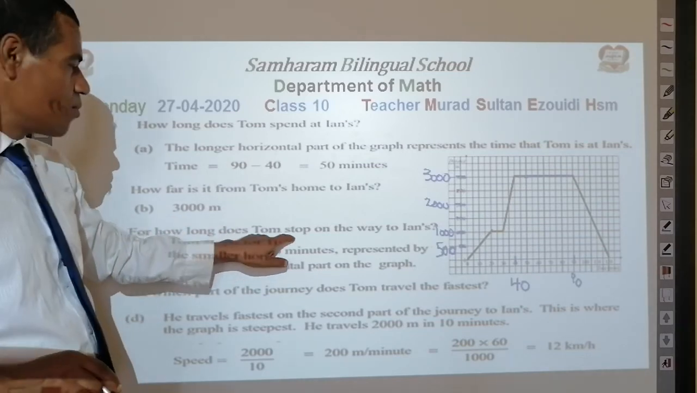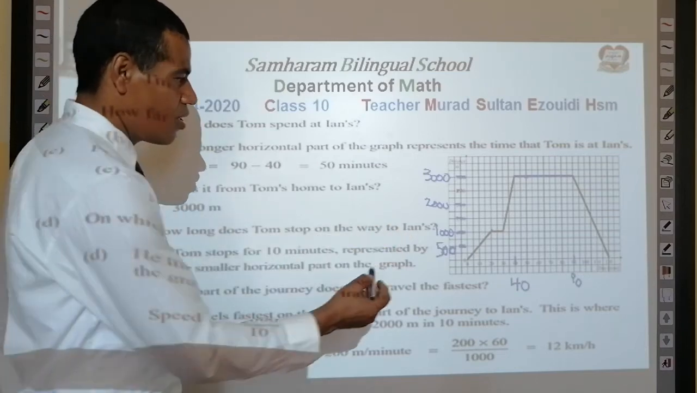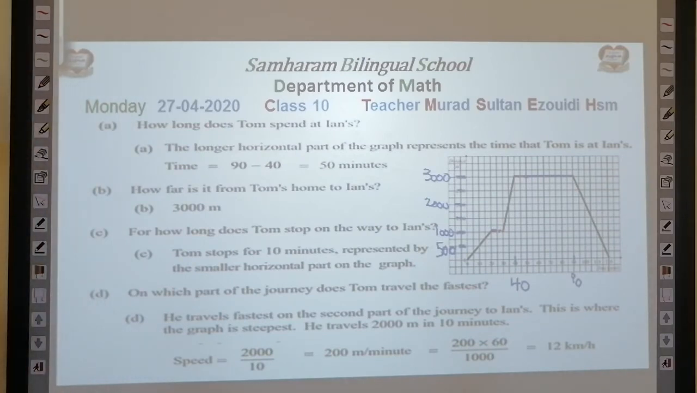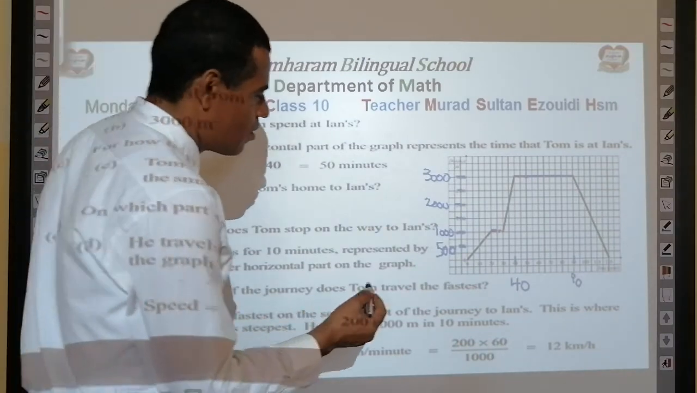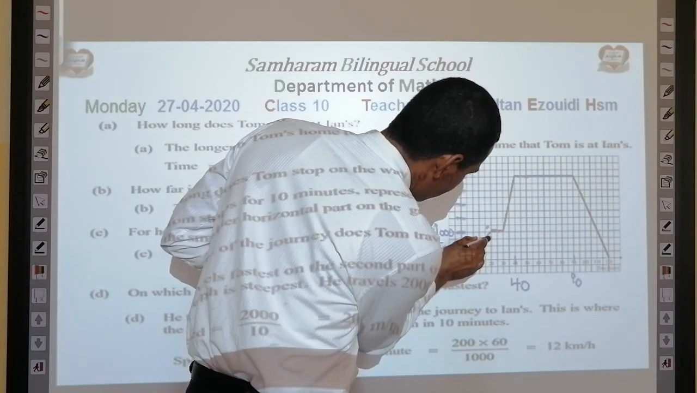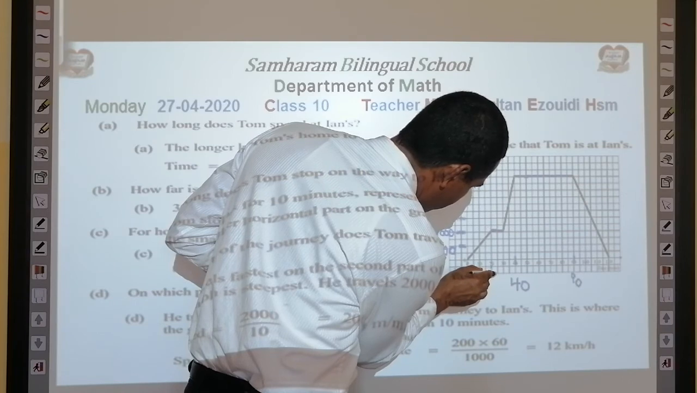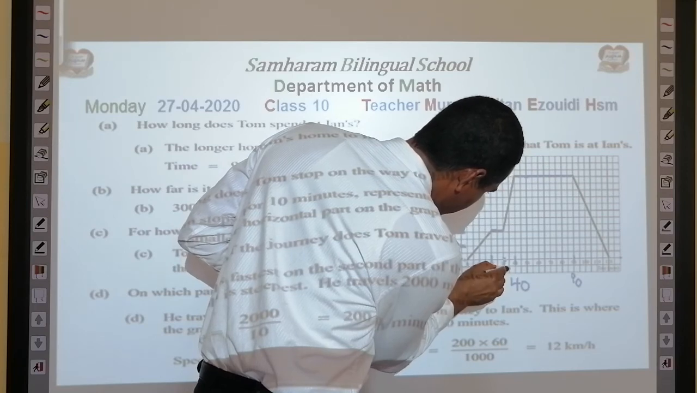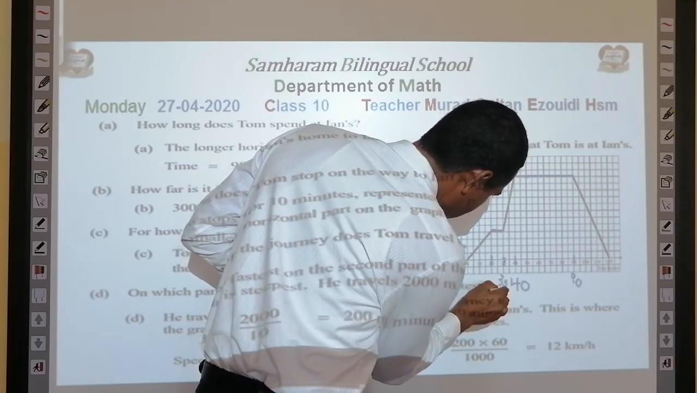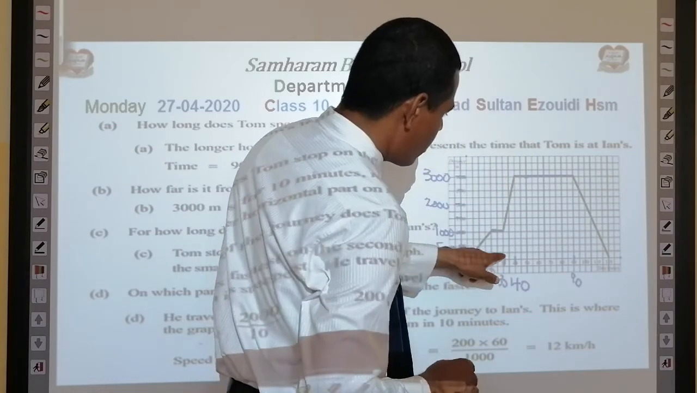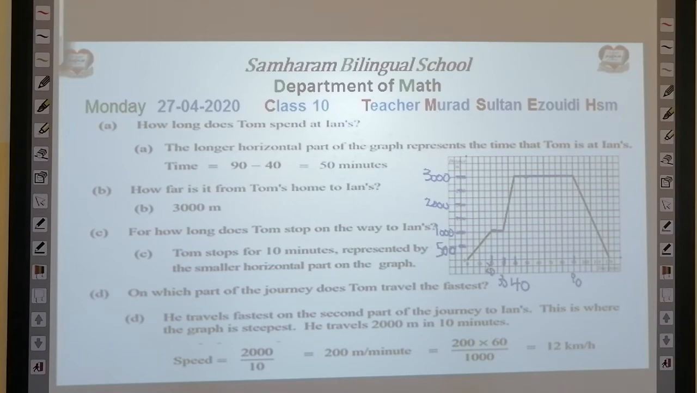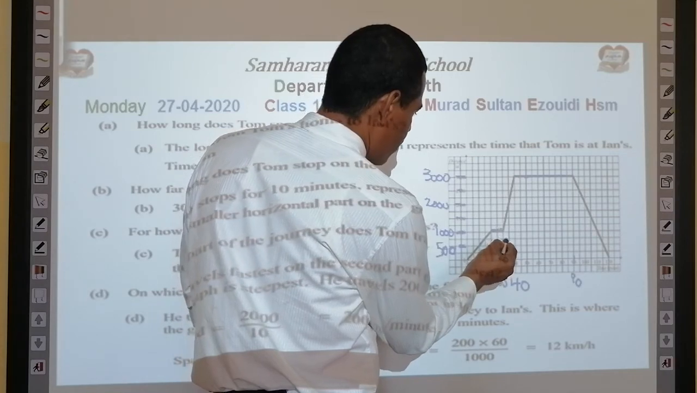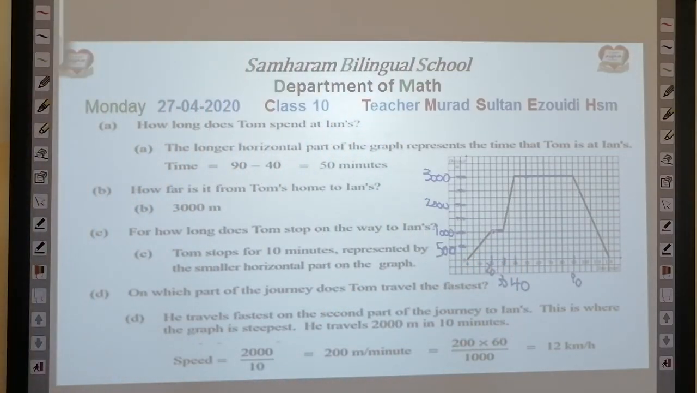For how long does Tom stop on the way to Ireland? Okay, he stopped here. On his way to Ireland. So Tom stops for 10 minutes. From this one, my learners, to that. Okay, this is 30. Well, this is 20. So Tom stops for 10 minutes, represented by the smaller horizontal part on the graph.